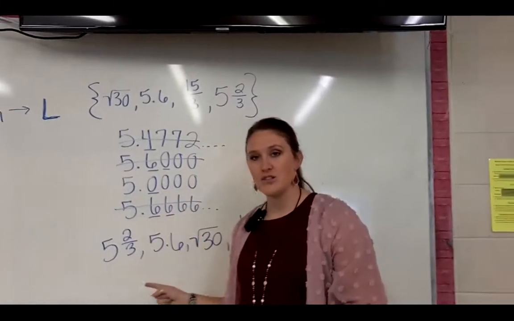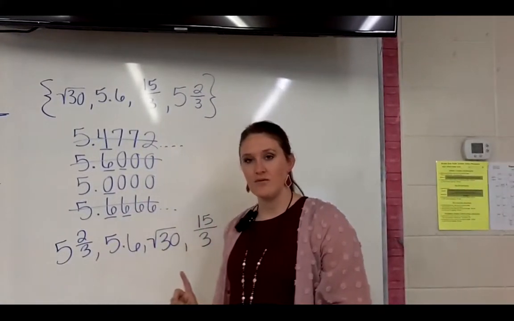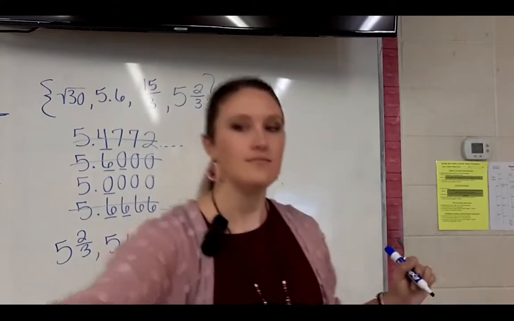So we have 5 2/3, 5.6, square root of 30, and 15 over 3.